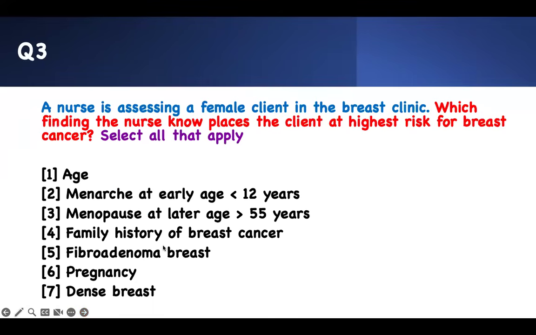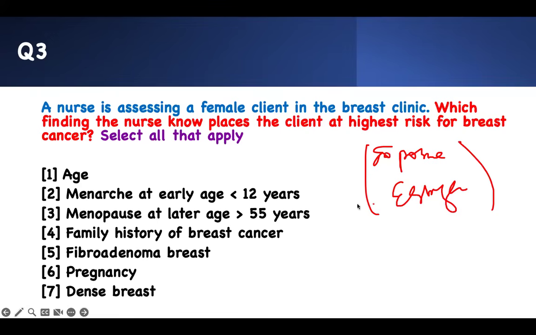Next, the nurse is assessing a female client's breasts. Which finding on the next note places the client at highest risk for breast cancer? A risk factor for breast cancer is estrogen exposure, so hormone exposure. Therefore, any of these patients that has estrogen exposure, that's all you need to look for. How did I answer this question? I saw highest risk and I saw breast cancer, and I know the highest risk for breast cancer is estrogen exposure.